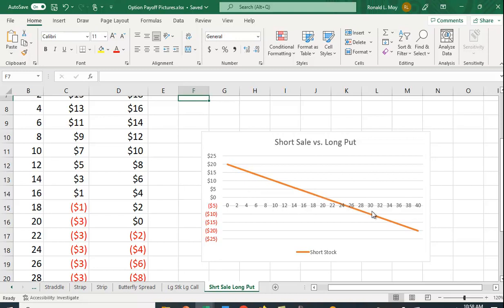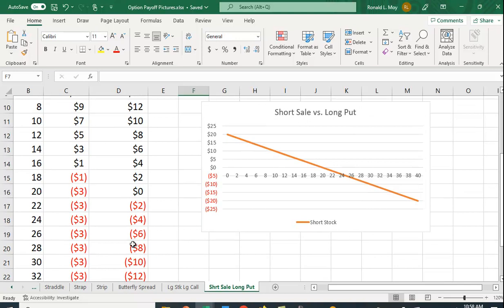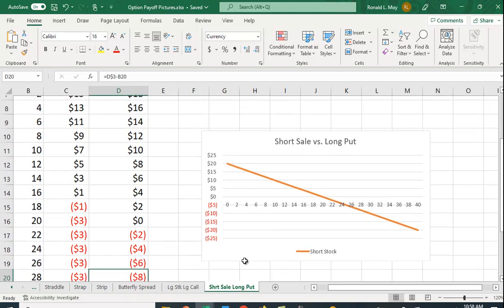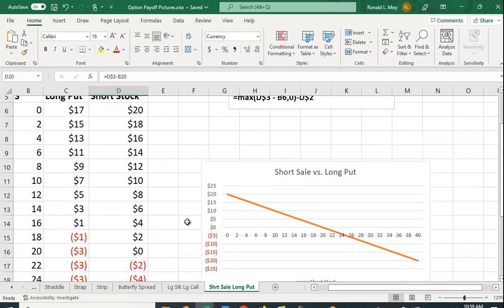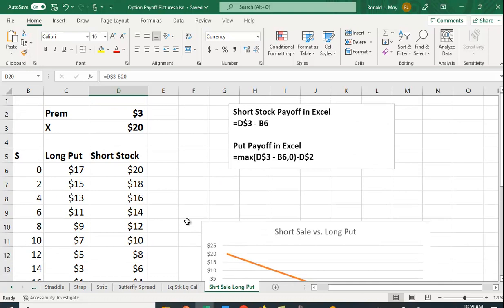Of course, if the price goes up, you're going to lose money. Say the price goes up to $28. You sold it at 20, you have to buy it back at 28, and you're going to lose $8, as you can see here. So the downside to doing a short sale is there's no limit to how much money you can lose. If the price were to shoot up to $100 a share or $500 a share, you would lose an awful lot of money. So let's compare that to the put option.